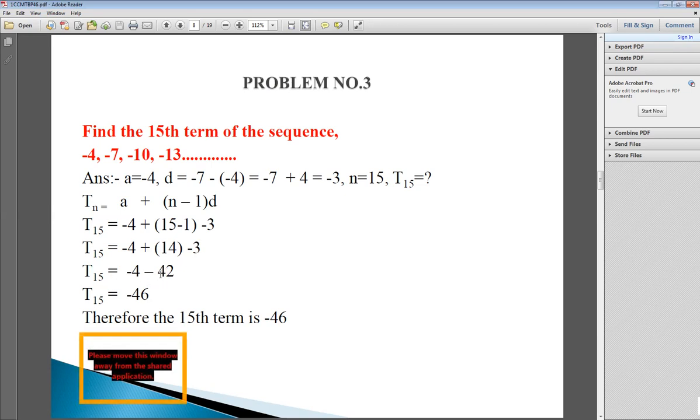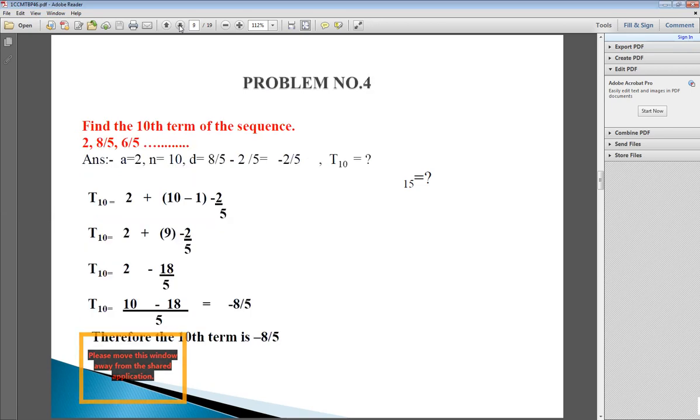We need to add both these two values. One is minus 4, another one is minus 42. The sum of these two becomes minus 46. Therefore, the 15th term value is minus 46. So this is how we need to calculate for negative series also.